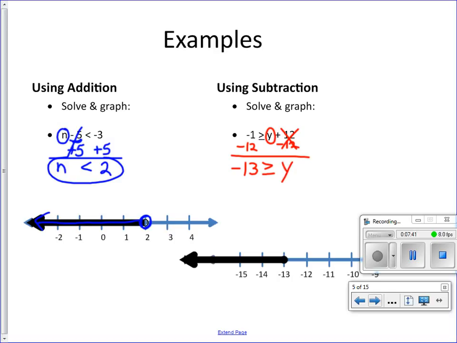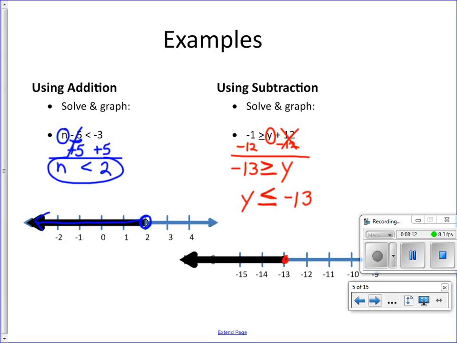All right? When we go to graph that, it's very helpful if you'll turn it around. Turning it around means I want to put the variable on the left-hand side. That means flipping the inequality symbol. So what was once greater than or equal to now is less than or equal to negative 13. So y is less than or equal to negative 13.